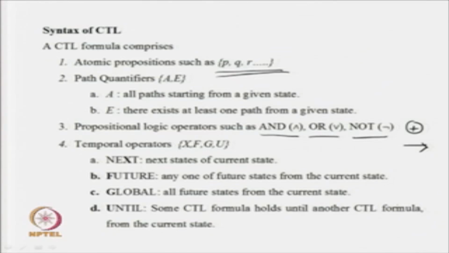So, these are the four temporal operators that we are having. X stands for the next state, F stands for in future, G stands for globally it holds, and U stands for until operator. So, P until Q. It is a binary operator, P remains true until Q becomes true. So, these are the components that we are going to use while defining the CTL formulas.